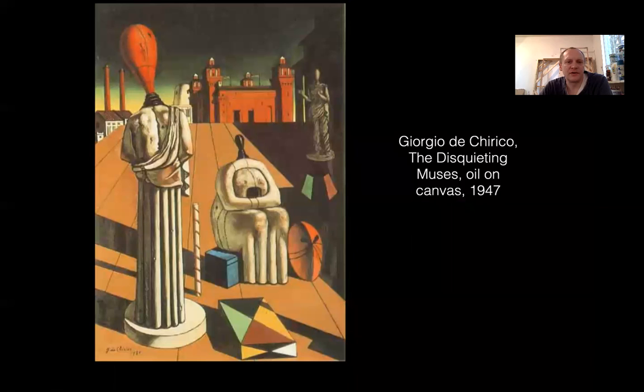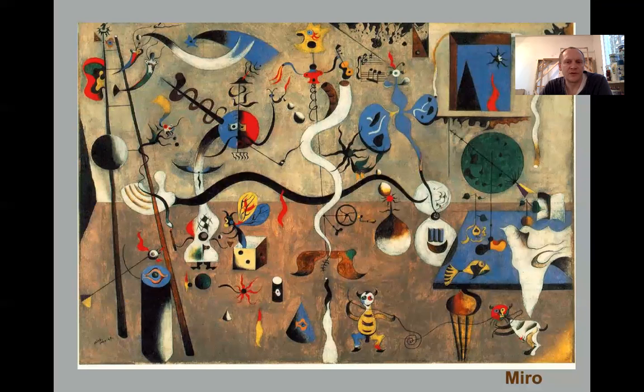And here's a later De Chirico. We can see that things turn way more towards abstraction. Again, with those organic forms and a lot more references to maybe what's going on in the mind's eye. Miro, this is kind of all over the place.